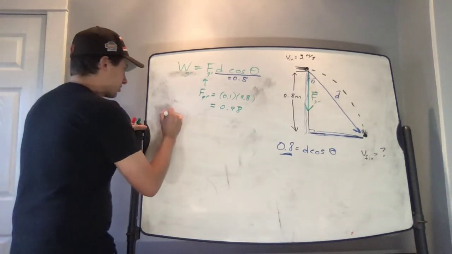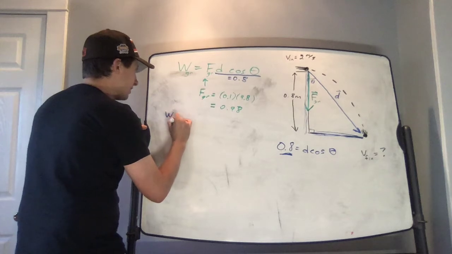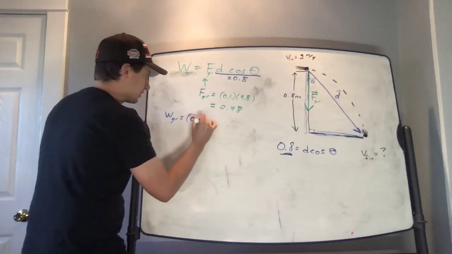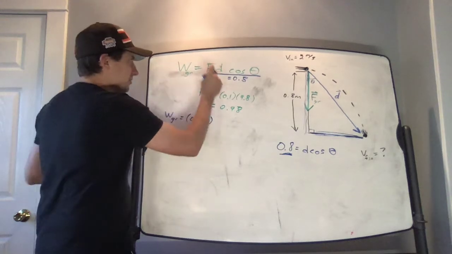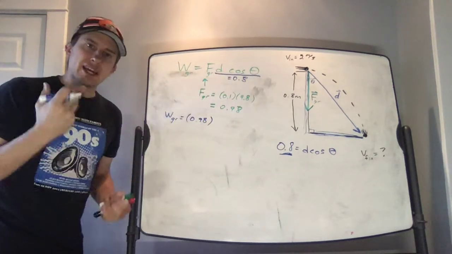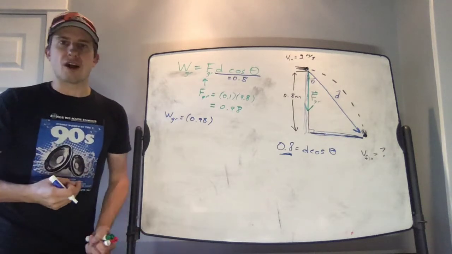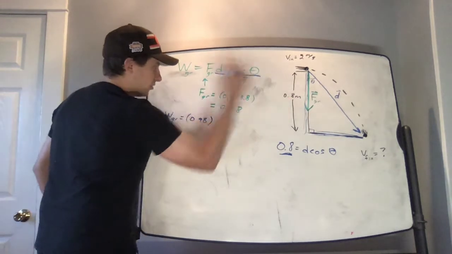So the work done by gravity on the ball is going to be the force of gravity on the ball, 0.98, times d times cosine theta. Again, I don't know what those two terms individually are, but I do know that their product is going to be 0.8.